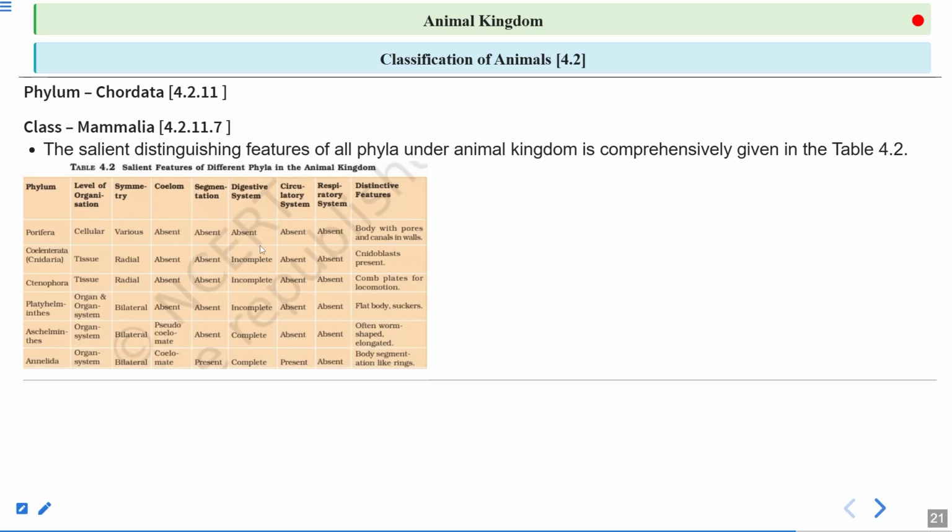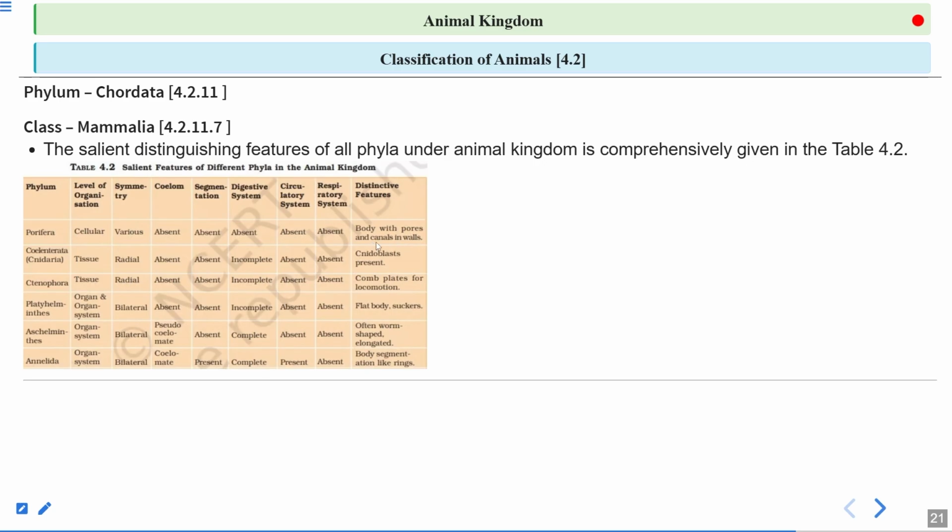Digestive system: absent in Porifera, incomplete in Coelenterata, Ctenophora, and Platyhelminthes. A complete type of digestion with two openings, mouth and anus, we see in Aschelminthes and Annelida. Circulatory system: none of them, from Porifera to Aschelminthes, has any circulatory system. The first time a circulatory system appears is in Annelida. Respiratory system: none has any respiratory system from Porifera to Annelida.